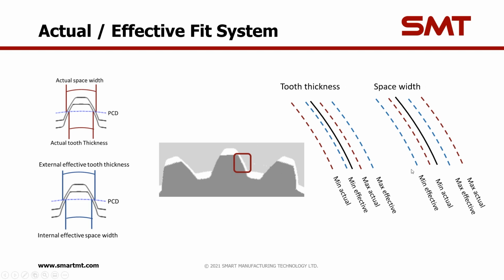And then the two diagrams on the right hand side are looking at the tooth thickness, so the section here, and the space width, so the section here. The red lines indicate tolerances of the actual measurements for each of those, and the blue lines represent the tolerances of the effective measurements. So what we have there is the minimum and the maximum actual, and then the minimum and the maximum effective of the tooth thickness side, and then the equivalent over on the space width side.